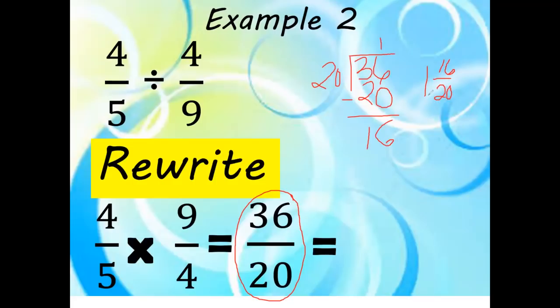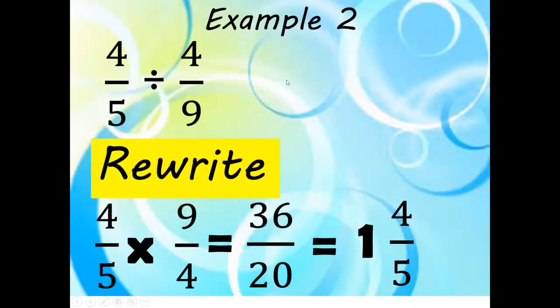What have you noticed with our fraction? The fraction still needs to be simplified. So 16/20, we need to simplify it by dividing by 4. 16 divided by 4 will be 4. Then 20 divided by 4 will be 5. So the final answer should be 1 and 4/5. Remember, when you change an improper fraction into a mixed number, always check if you need to simplify the fraction again. So the final answer is 1 and 4/5.